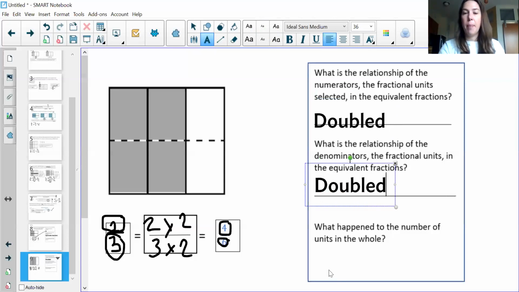What happened to the number of units in the whole? They doubled also. But the shaded part stayed the same. So the number of pieces and the size of the pieces, both of them doubled, but the total shaded part stayed the same. So the way that this is written is a little bit confusing.